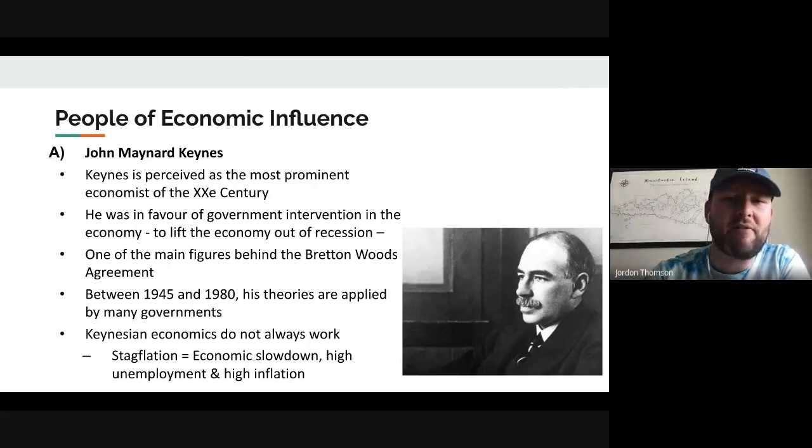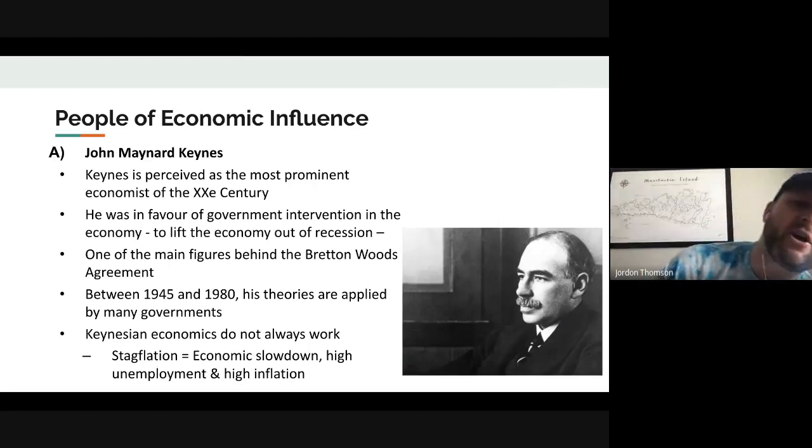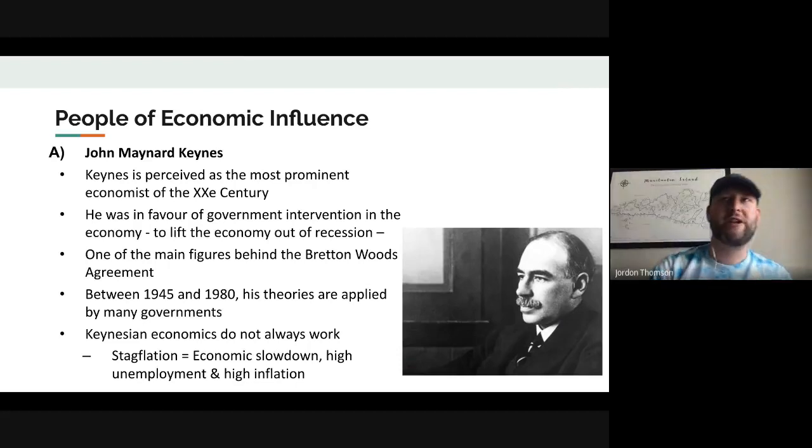He was in favor of government intervention in the economy to lift the economy out of recession, right? So free capitalism, let the businessmen make all the decisions until it crashes, then get the government involved to straighten things out and regulate the money. One of the main figures behind the Bretton Woods Agreement between 45 and 80, his theories are applied to many governments, and Keynesian economics, they call it, right? Keynesian economics. Doesn't always work. They call it stagflation, so economic slowdown, high unemployment, and high inflation.